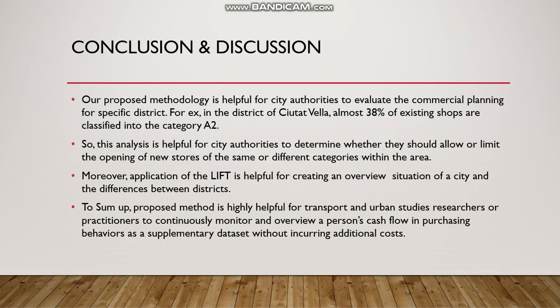Now, the final conclusion and discussion. This method is helpful for city authorities to evaluate the commercial planning for a specific district. For example, in the district of Ciutat Vella, almost 38% of the shops are classified into category A2. So the city authority can determine whether they should allow or limit the opening of new stores of that category.